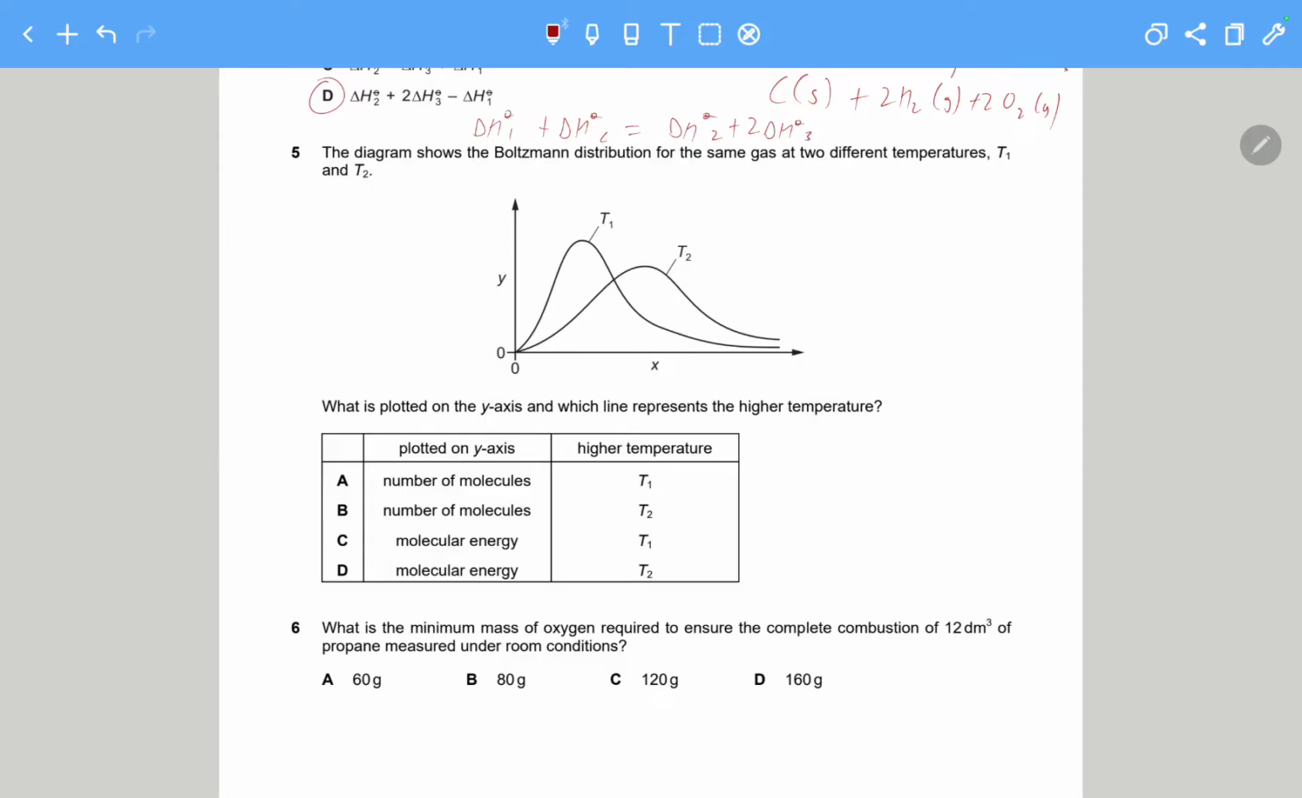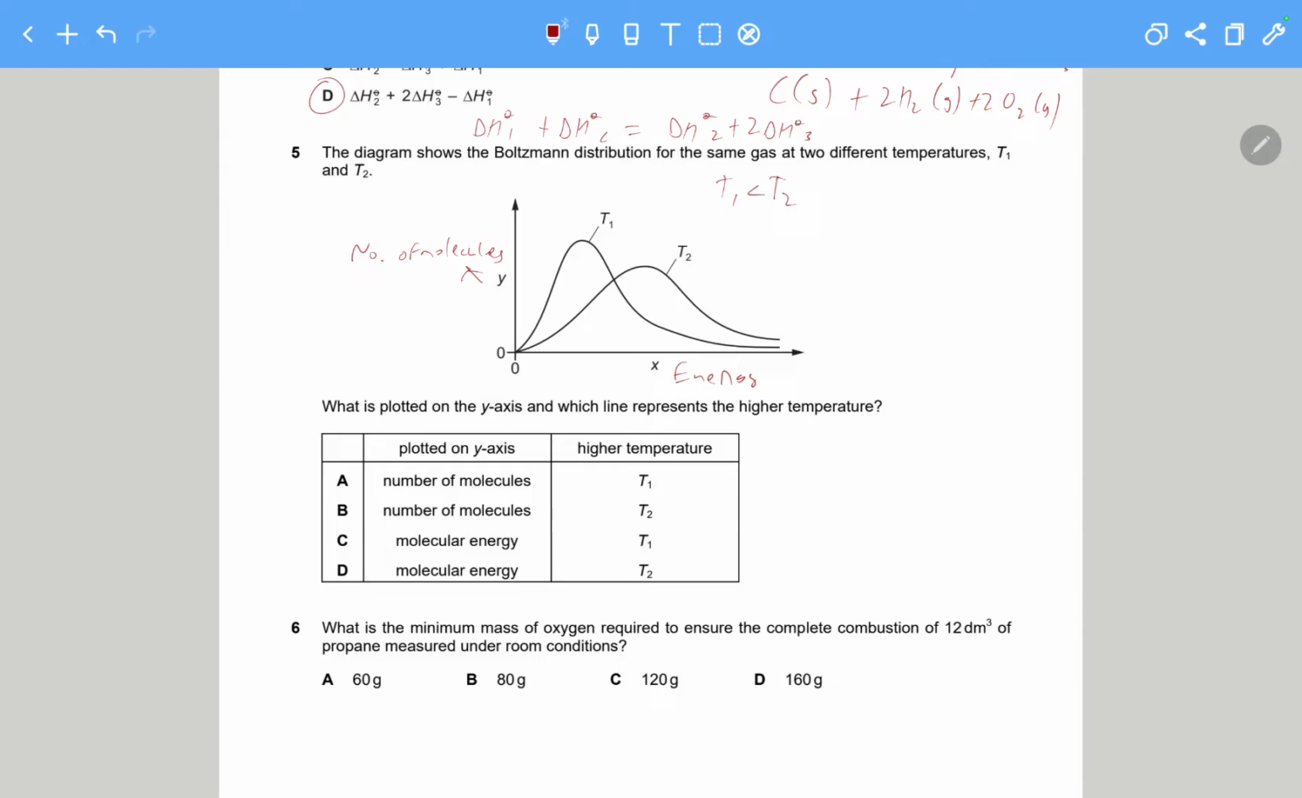Now before we delve into this question, let's decipher what this Boltzmann distribution curve means, because that will make our lives easier when we answer the actual question. So we know that T1 is lower than T2 because, as I taught you in one of the playlists, as the temperature increases, the Boltzmann distribution curve shifts to the right, the peak shifts to the right, and the curve becomes flatter. So T1 is less than T2. And Y is the number of molecules, X is the energy of the molecules. So we know all these things.